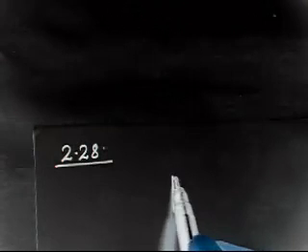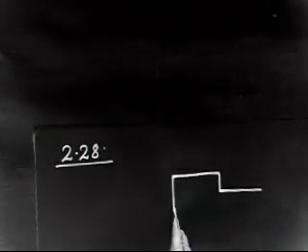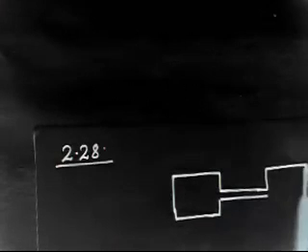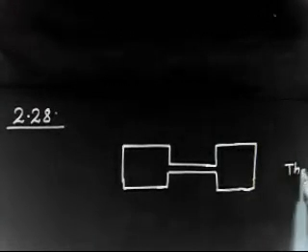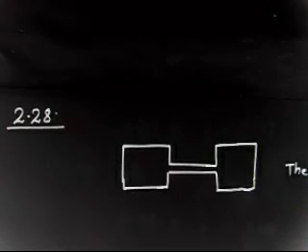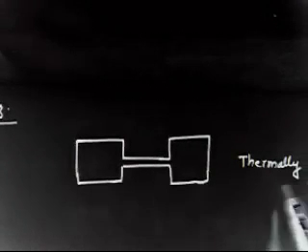Okay, let us discuss problem number 2.28. It says two thermally insulated vessels 1 and 2 are filled with air and connected by a short tube equipped with a valve. So we have two cylinders, insulated vessels. Let us say this is one vessel and you have another vessel. These vessels are thermally insulated. That is dq is equal to 0. So vessels are thermally insulated.